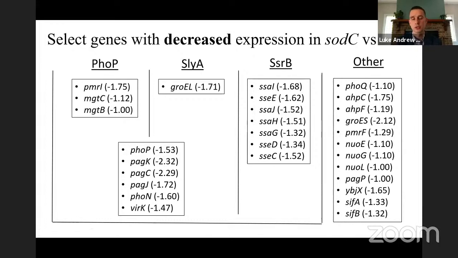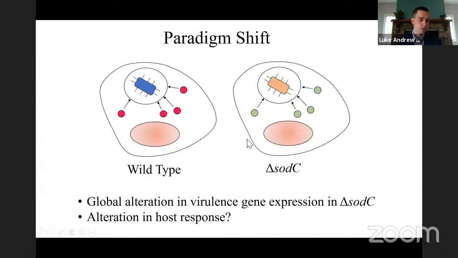Our take-home point from this data, which was really unexpected, was that for some unknown reason, which we're still trying to figure out, it seems that in a SOD1 mutant there's decreased induction of genes that are important for survival systemically. This resulted in almost a paradigm shift in how we think about and interpret our SOD1 virulence phenotype. Based on this data, we think that there's altered gene expression on a more global level, resulting in altered expression of virulence genes in SOD1 relative to wild type.